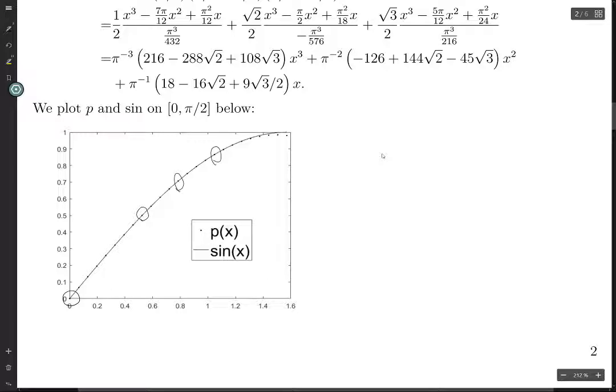But yeah, that's about it for this problem. We've done everything that we wanted.